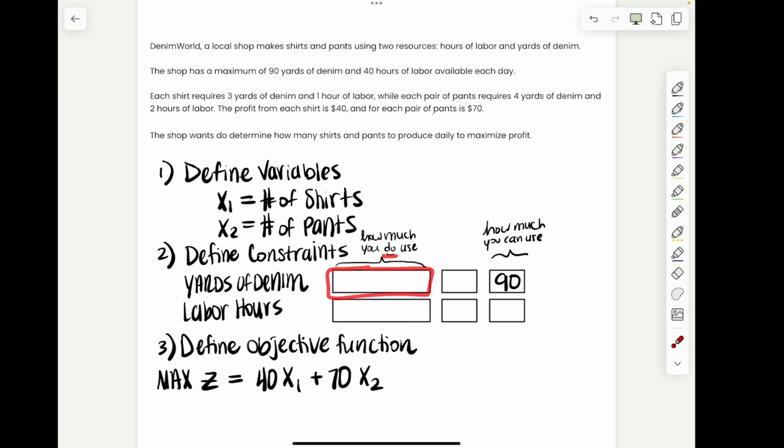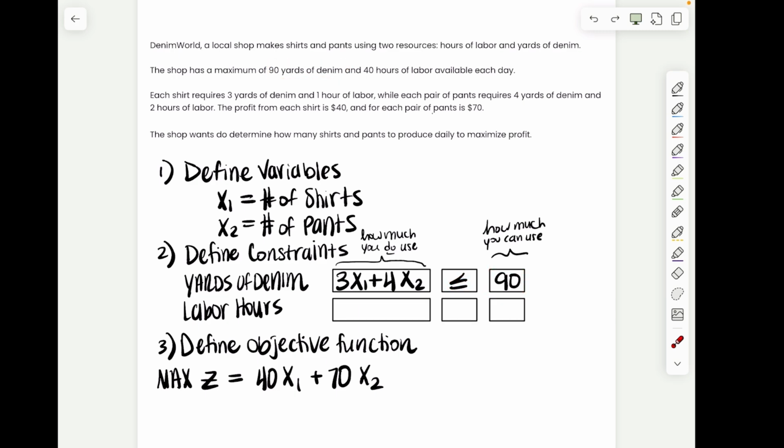And this one is how much you do use. So how many yards of denim you do use has to be less than or equal to how much you can use, which is 90 yards of denim. So what goes here is your inequality sign. Now, how do you define how much you do use? Well, it tells you. Each shirt requires 3 yards of denim. So for each shirt that you make, so x1, you're going to use 3 yards of denim. And for each pant that you make, it requires 4 yards of denim. That's going to represent how much of denim you do use, and that should always be less than or equal to how much you can use, how much you're restricted in using, because there's only 90 yards of denim available each day.